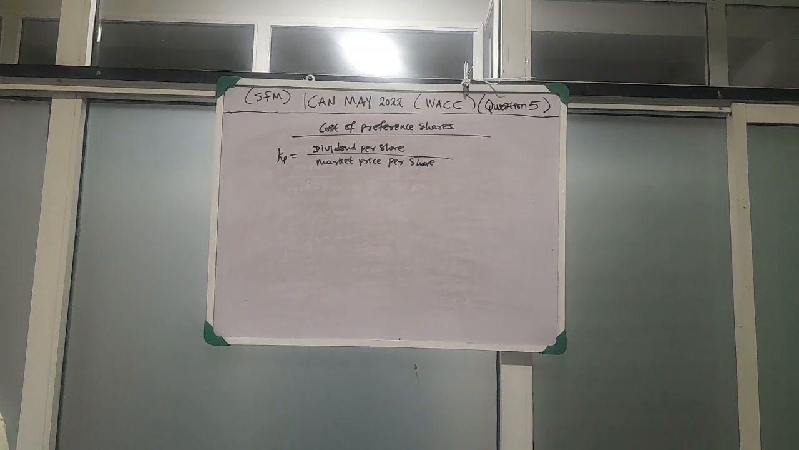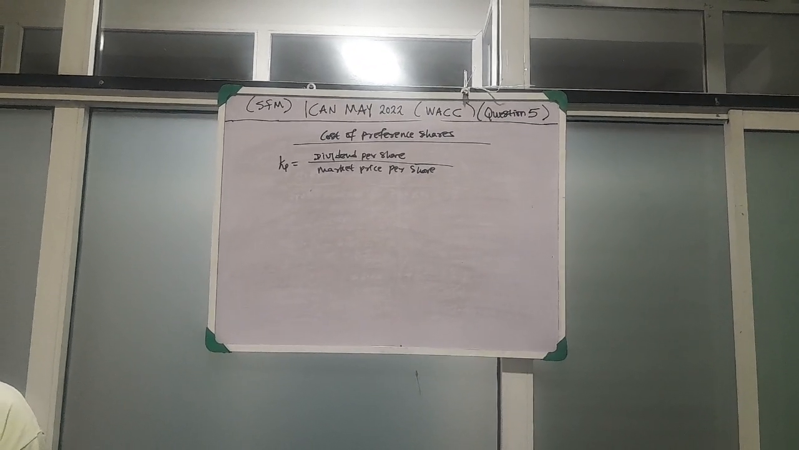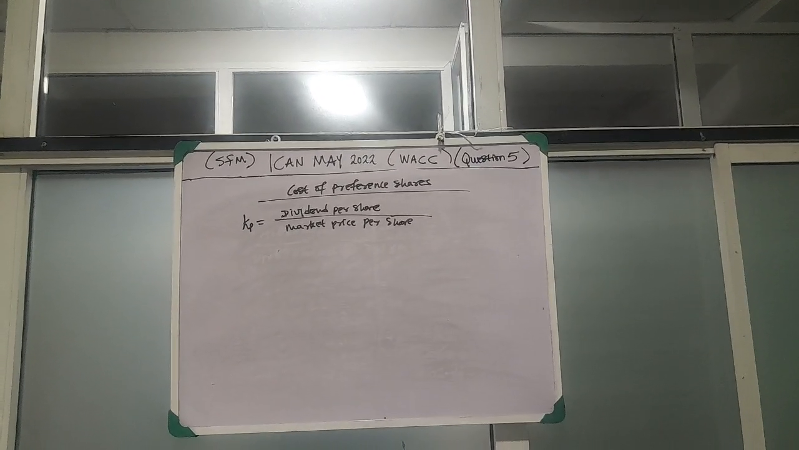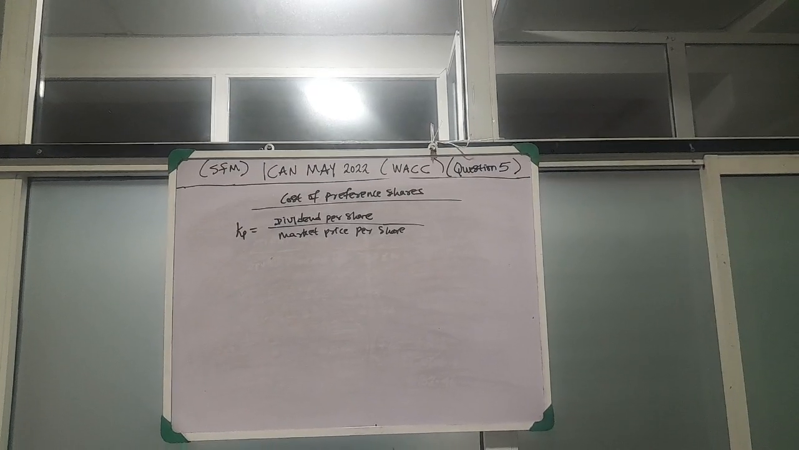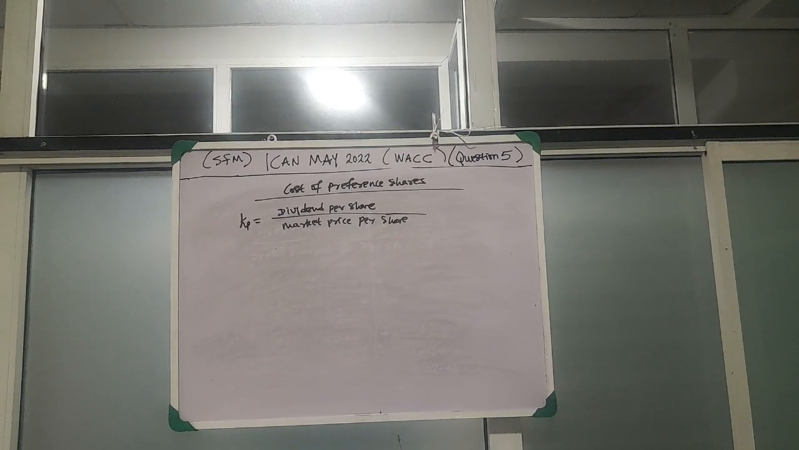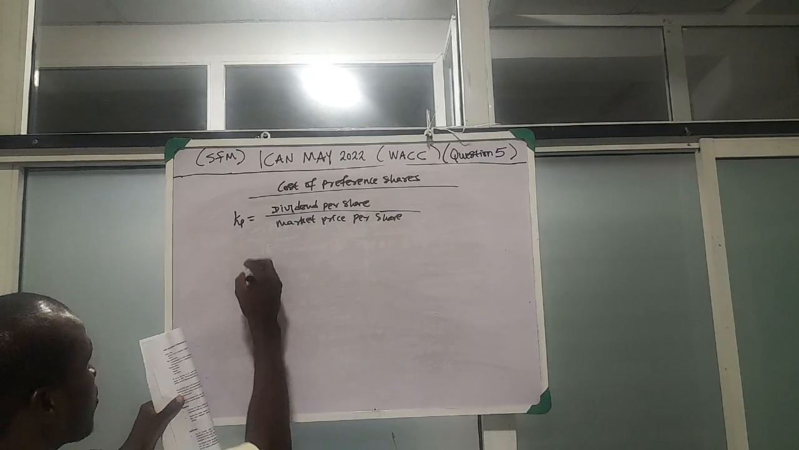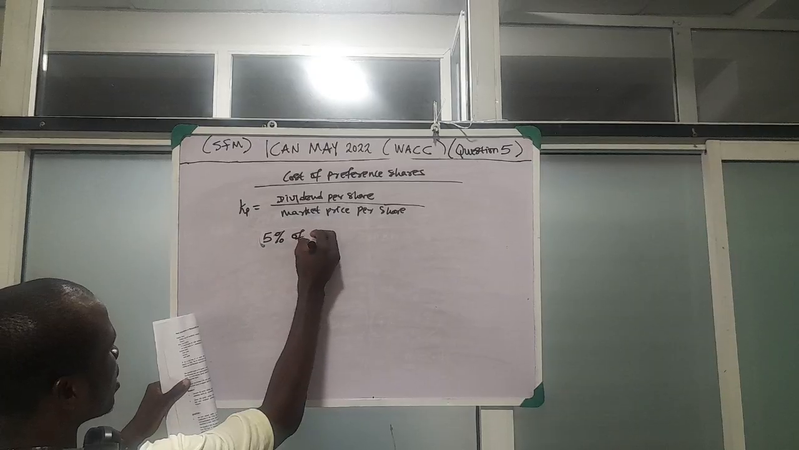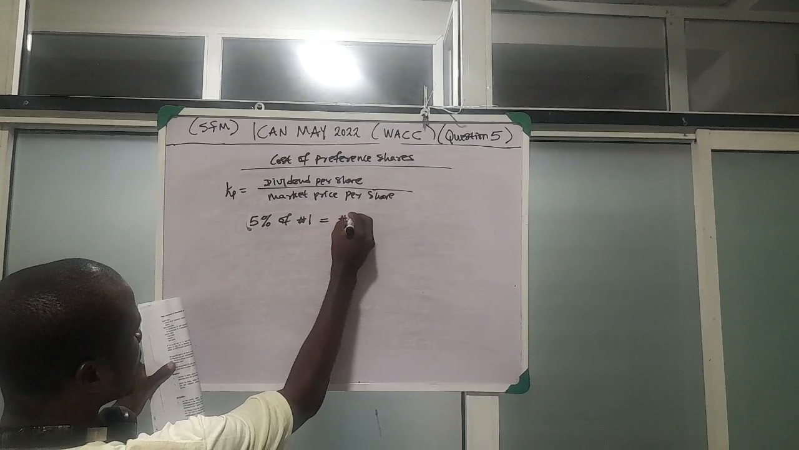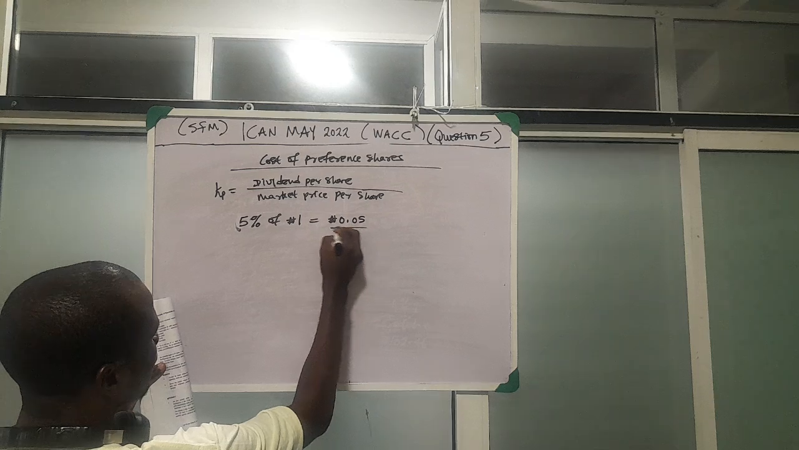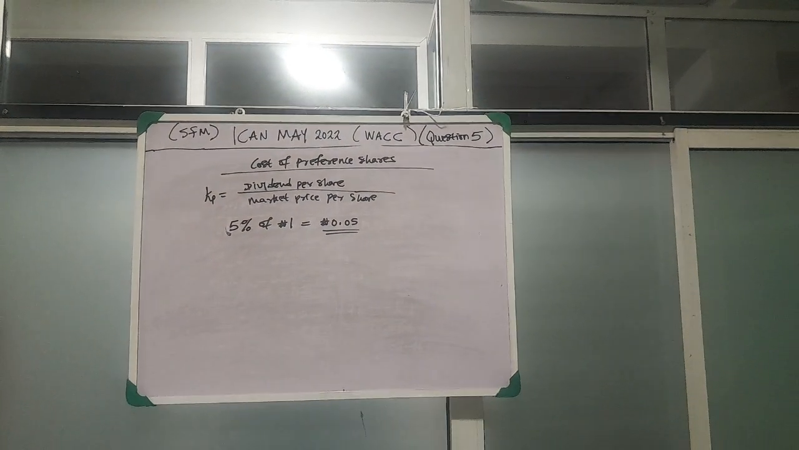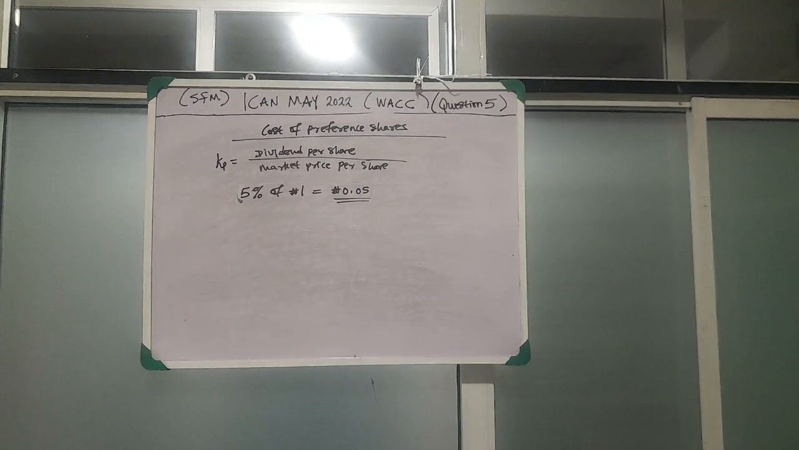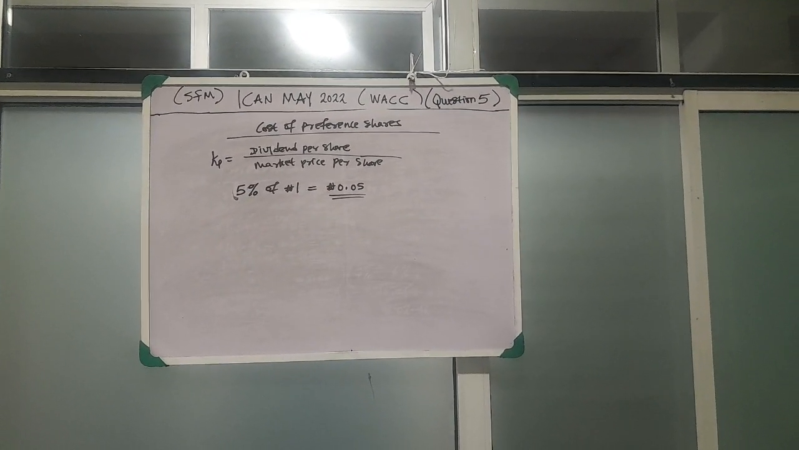Now the dividend per share, based on the question, we have 5% of 1 naira, because in the question we have 1 naira nominal value and 5% preference shares. So 5% of 1 naira is going to give us 0.05 naira. That is the dividend per share. Then the market price per share, according to the question, we have 50 million.